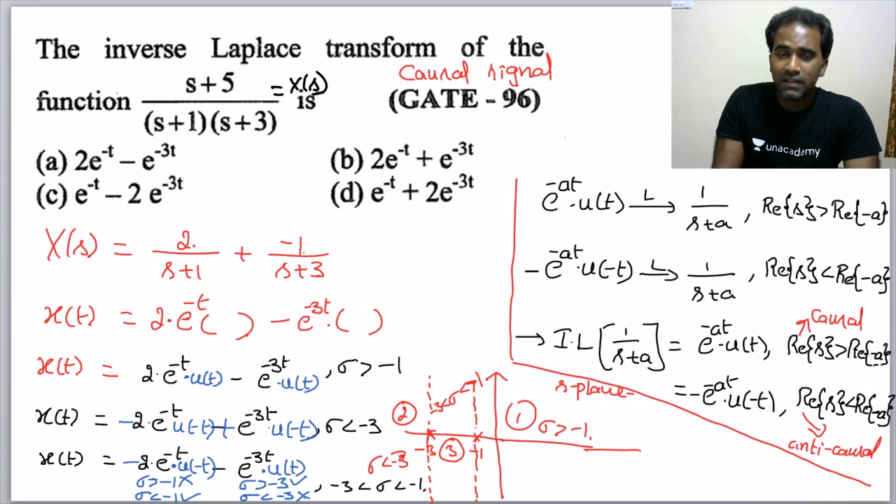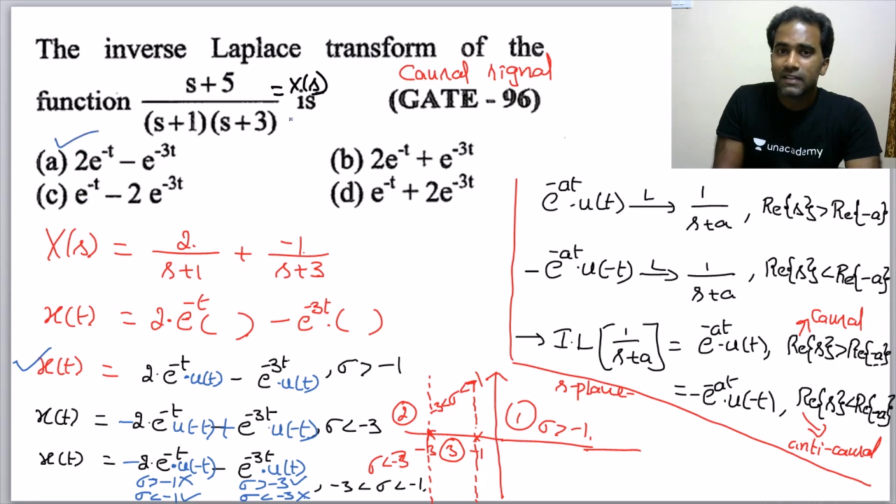Since they have not given any extra information about ROC, we can assume that it is a causal signal. If you assume that it is a causal signal, this is the answer in the present problem. But they can ask you a different question based on the same Laplace transform. So finally, the answer in this case should be 2 into e power minus t minus e power minus 3t. So this is the answer.